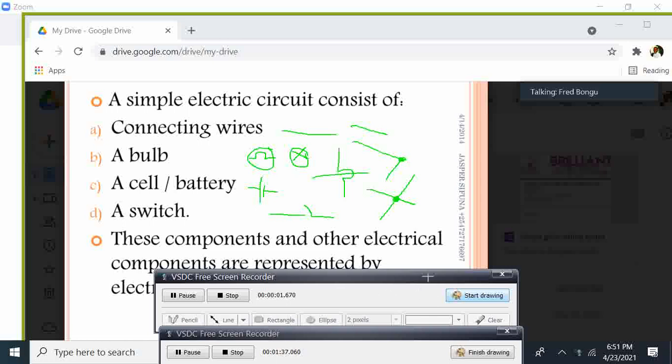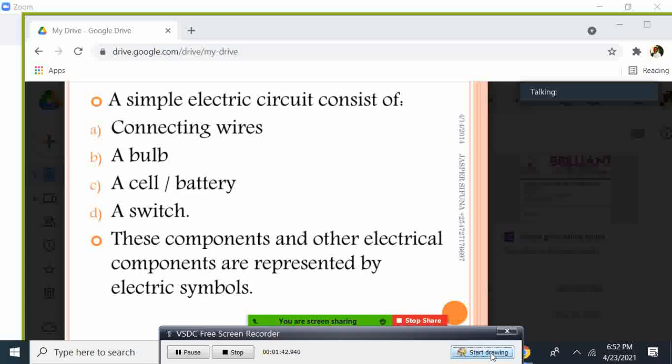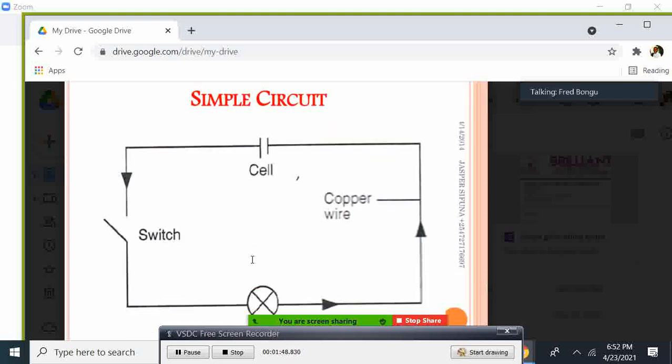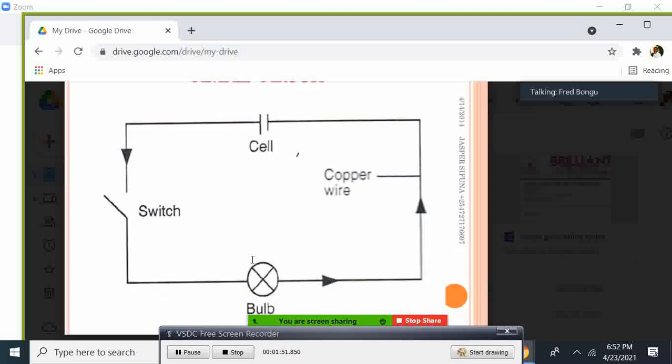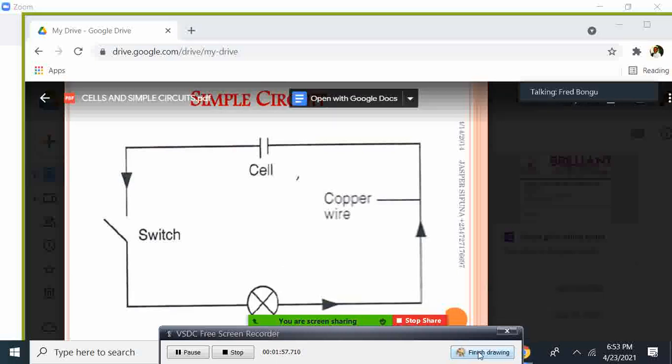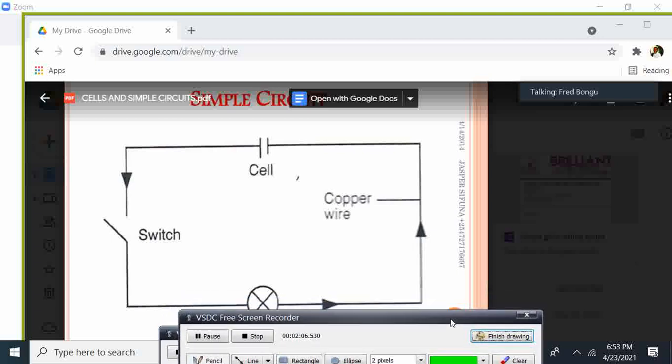So that's how you draw a switch. Now, whenever you put the components together, you come up with what we call a symbol circuit, which consists of the wires. We have those wires that can conduct current, that is copper wire. Then here we have a cell, so the longer one is the positive, the shorter one is the negative. Then we have a switch here, then we have a lamp.